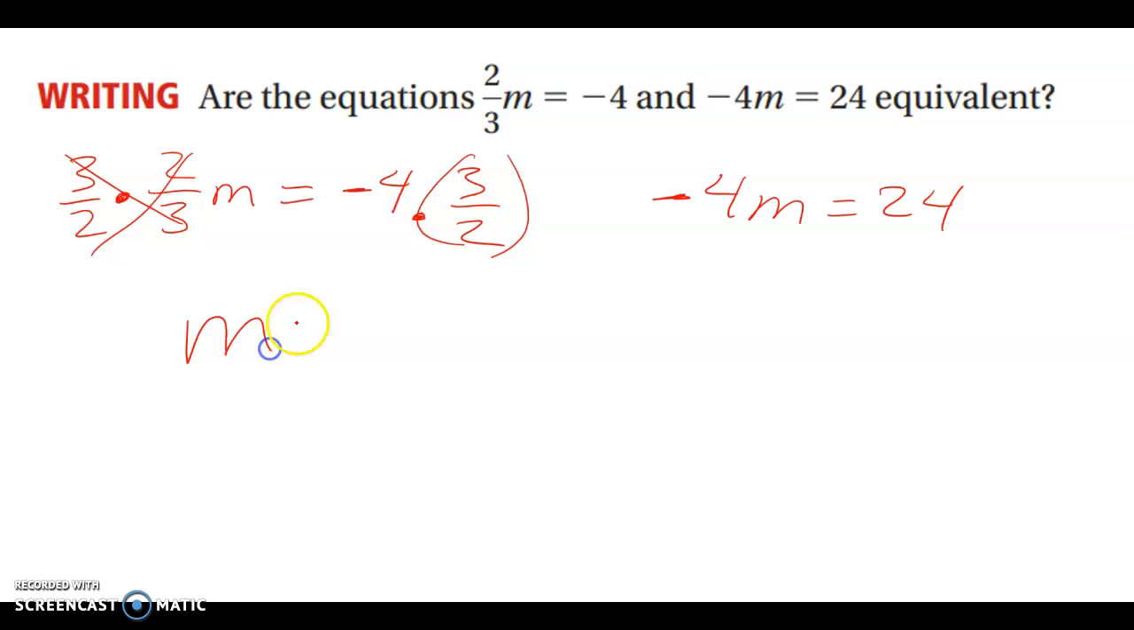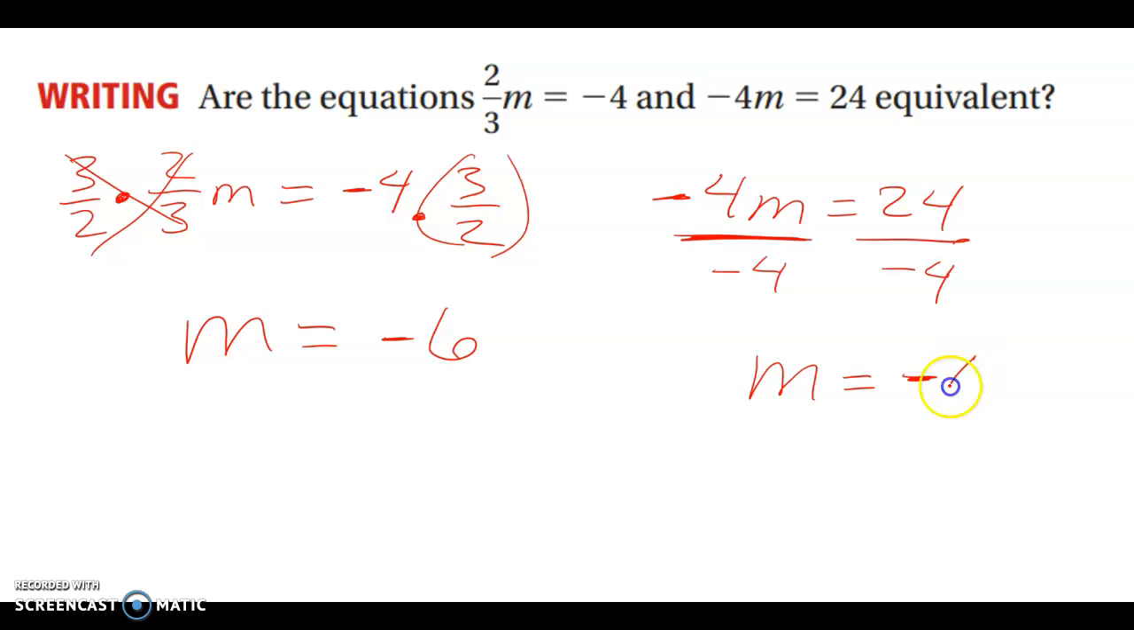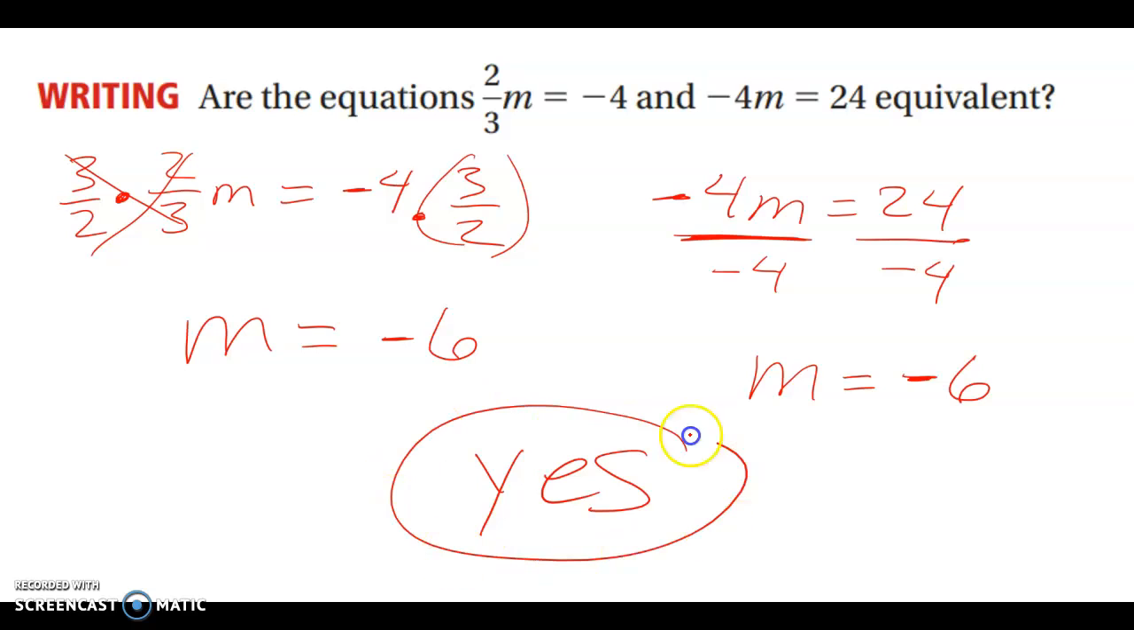So I get m equals, so I go -4 times 3 over 2. And that gives me a -6. Over here, the numbers touch the letter, so we can divide by -4. M equals -6. So that would be a yes, they are equivalent. They both equal -6.